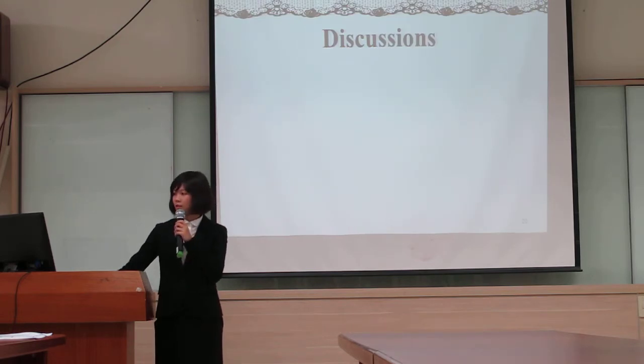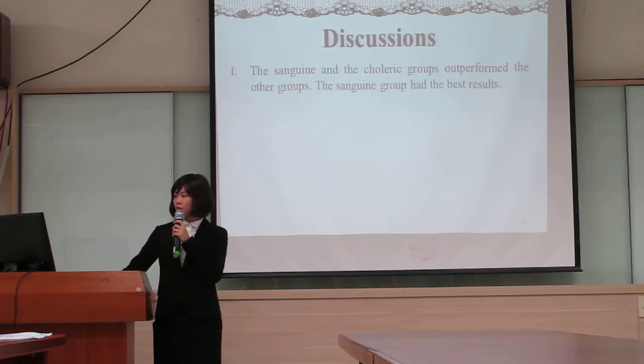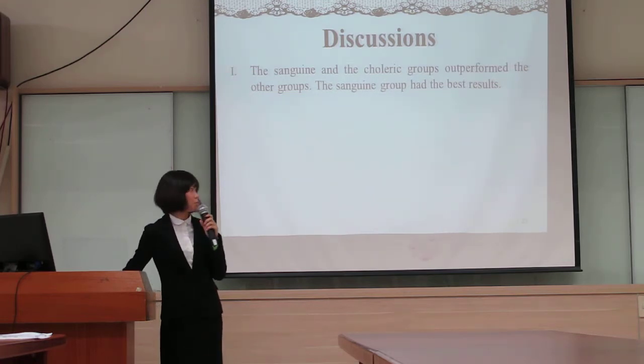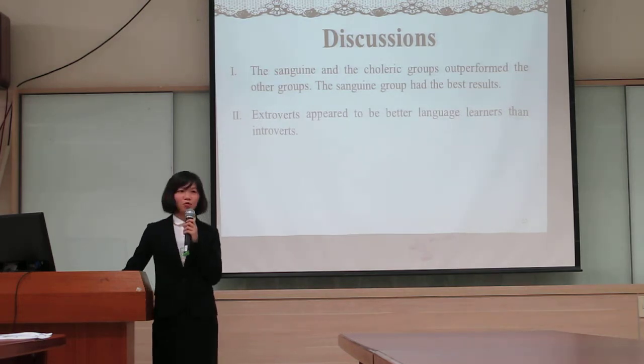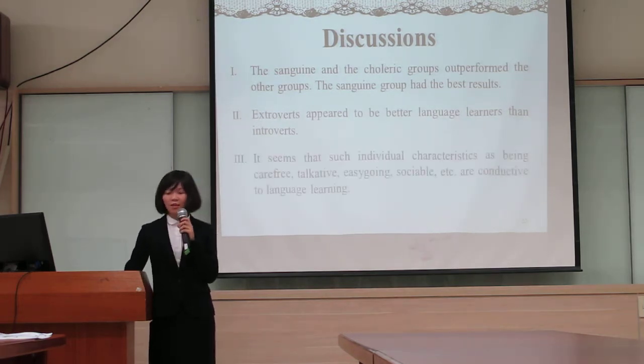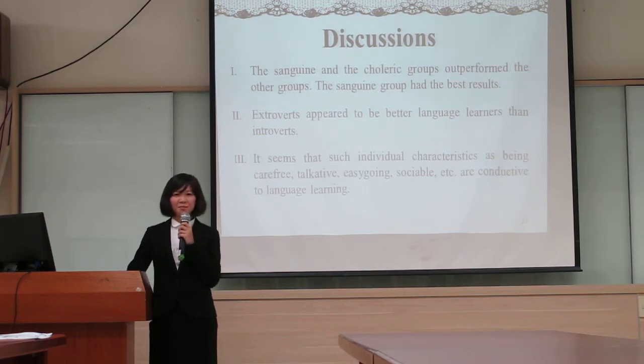Discussions. The sanguine and the choleric group outperformed the other groups. The sanguine group had the best results. And extroverts appear to be better language learners than introverts. Third, it seems that such individual characteristics as being carefree, talkative, easygoing, sociable are conducive to language learning.